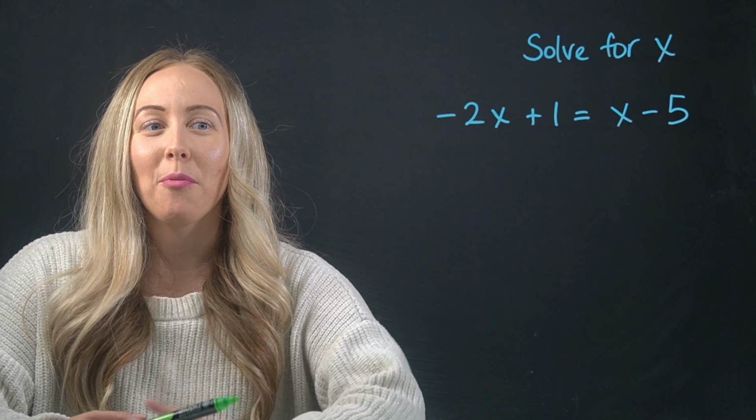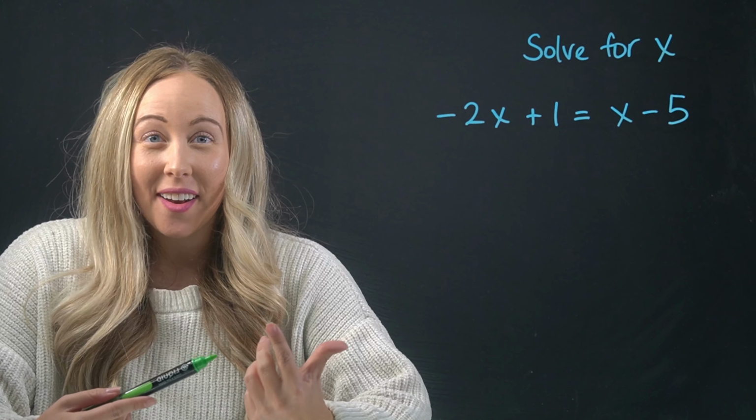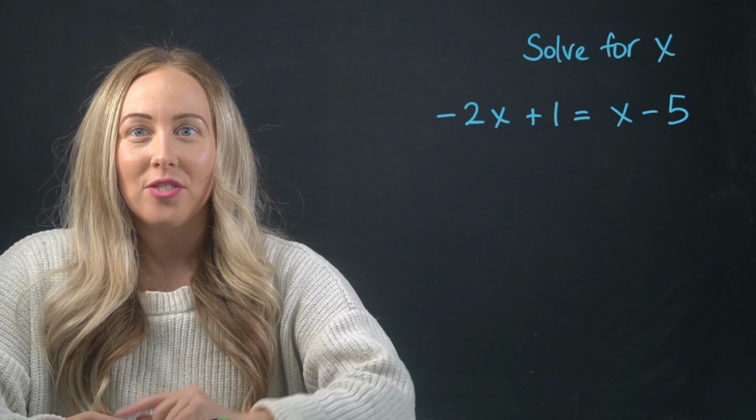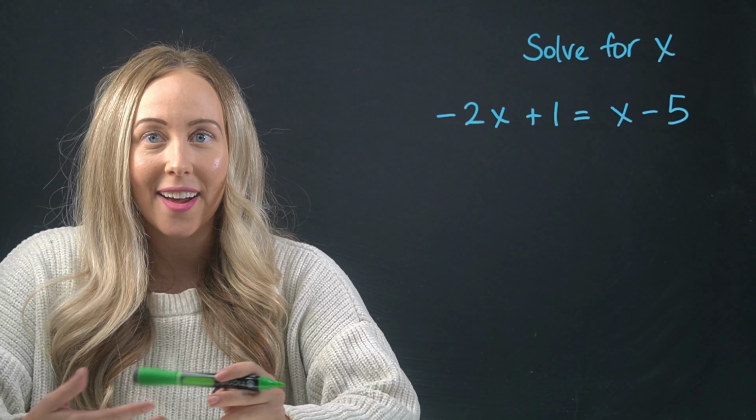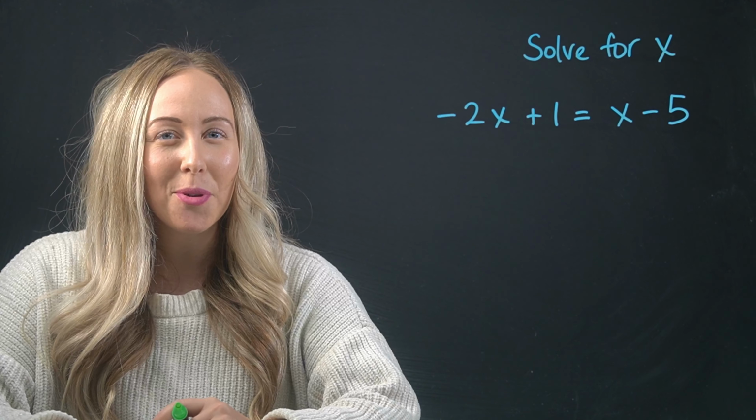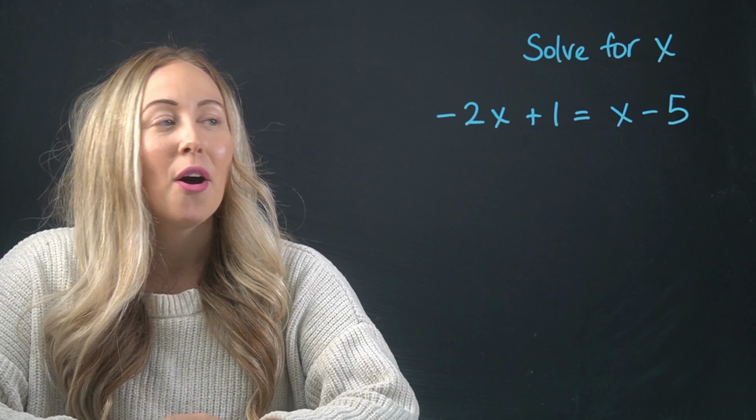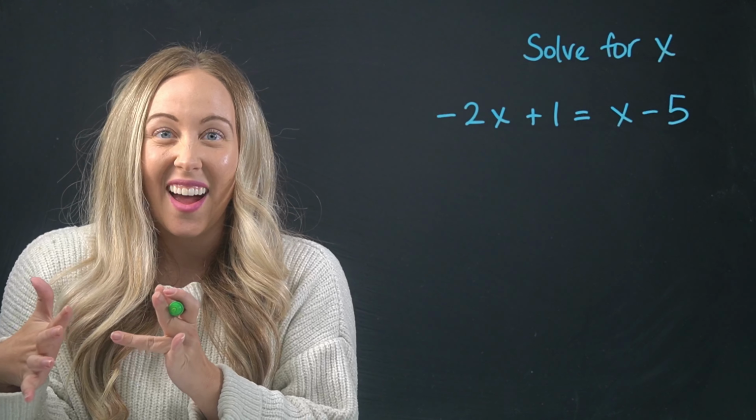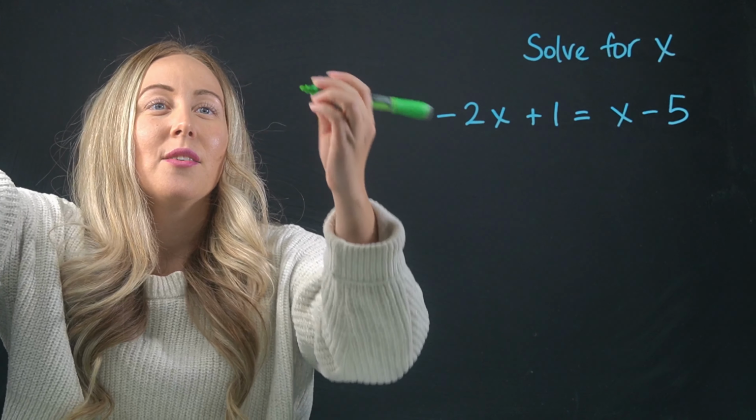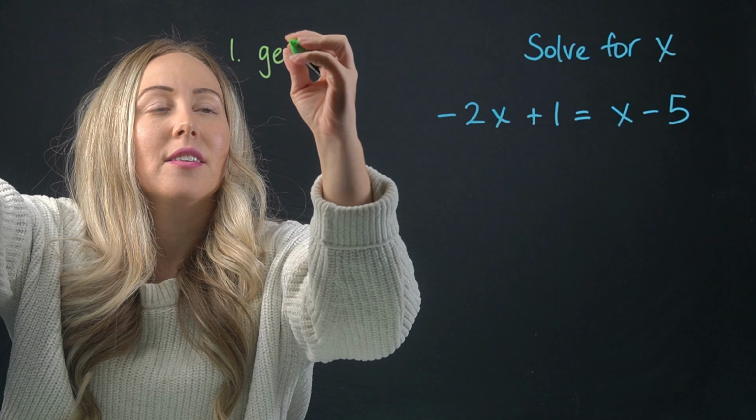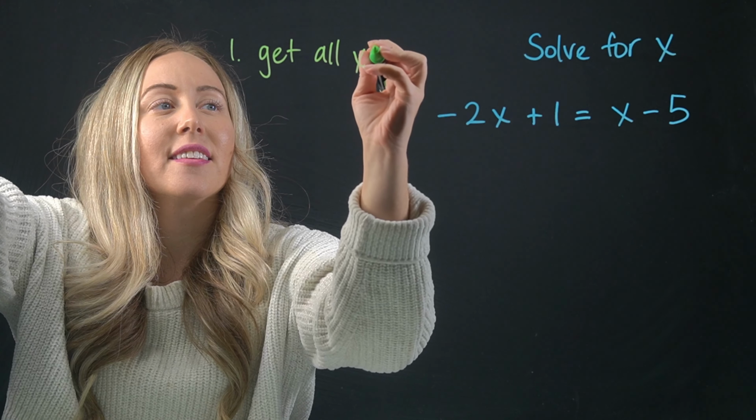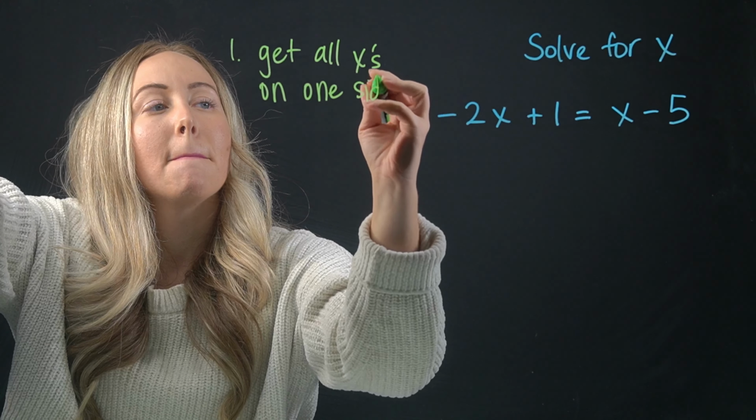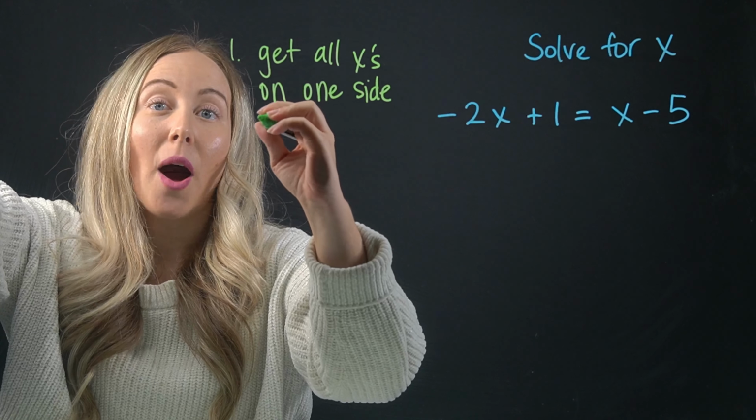In my last video, I showed you how to solve for x if there's just one x in the problem, only on one side of the equation. But what if you have x on both sides of the equation and you still have to solve for x? No worries, it's pretty simple, just one little extra step. The first thing you're going to do is get all your x's on one side by doing the opposite operation.